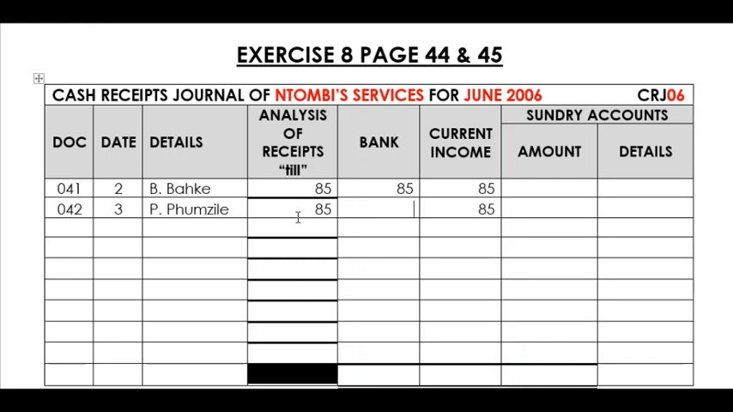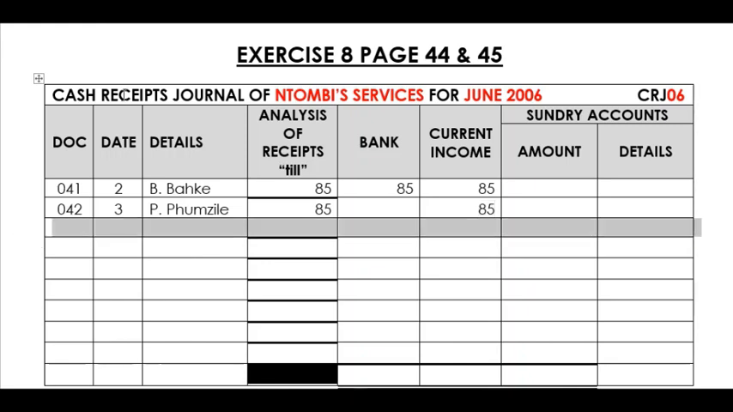And you will notice that I haven't drawn a line here under the 85. There's no line because we're not cashing up yet. But I have to specify what P. Pumzile paid the business for, and she actually paid for a service, which was window cleaning. Therefore, 85 Rand goes to current income.